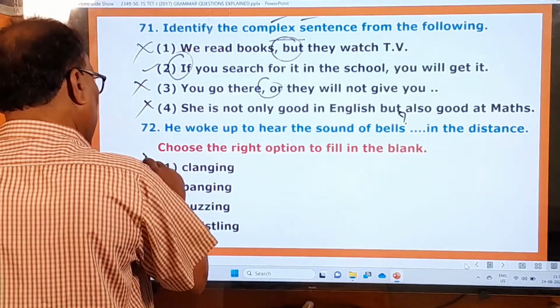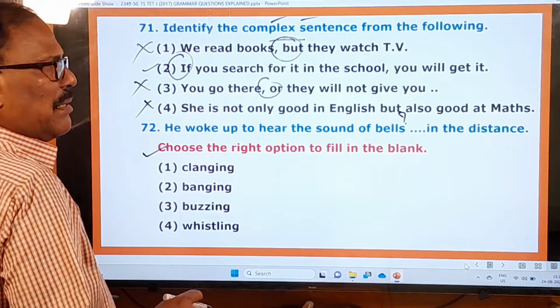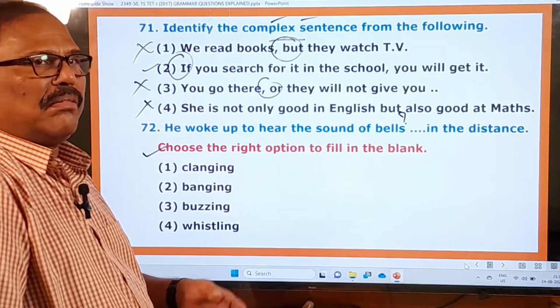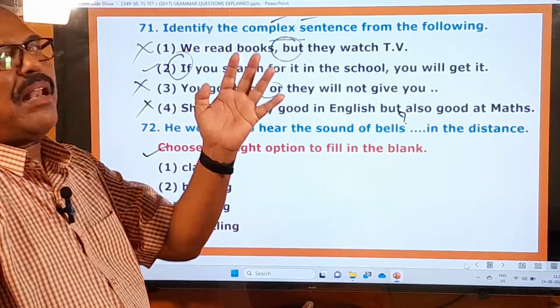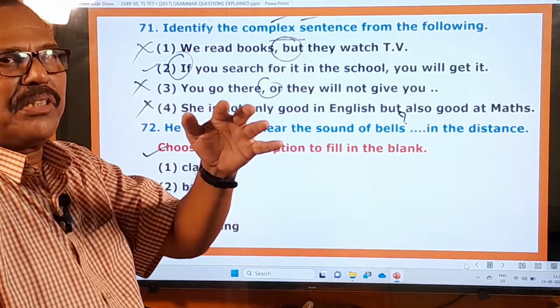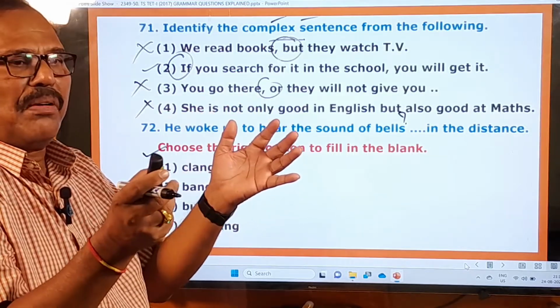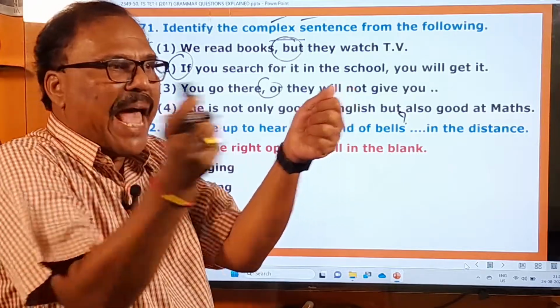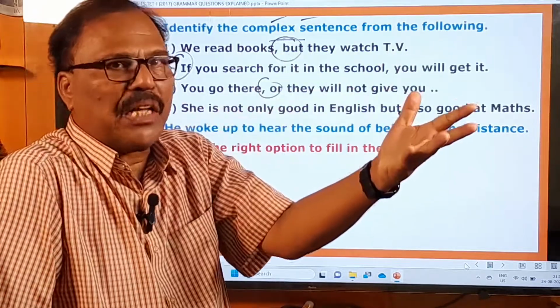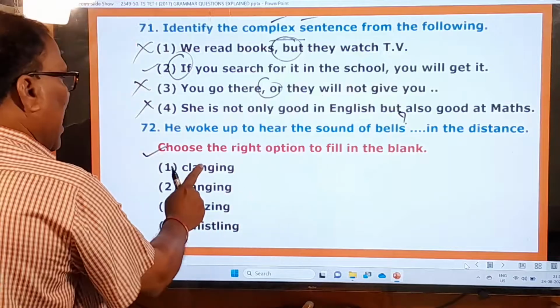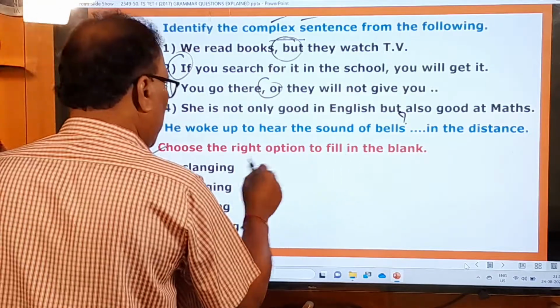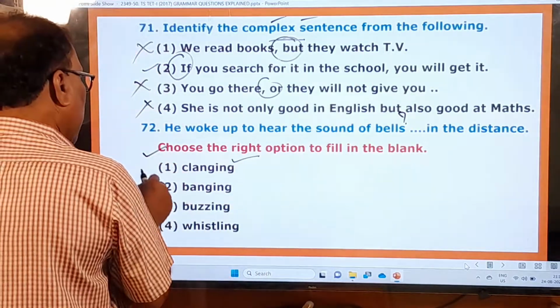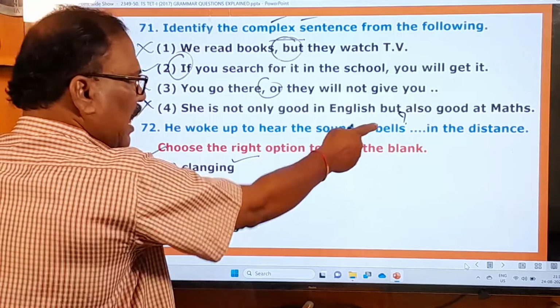Clanging is the right one, because clanging means making a loud noise with two metal pieces when banged together. When you bang two metal pieces together, a loud sound comes out. That sound is called clanging. So clanging is the right one here. And banging is not the correct one there.